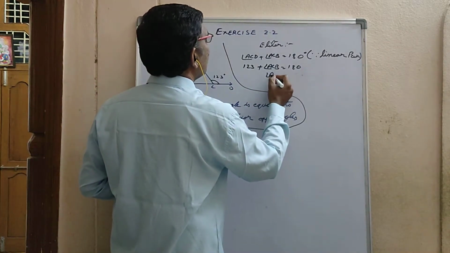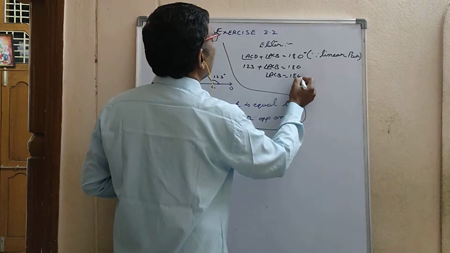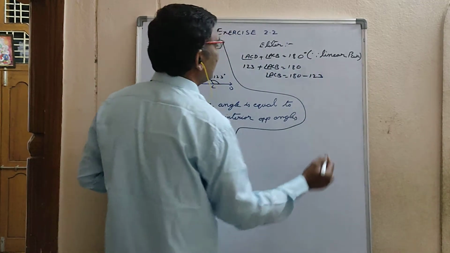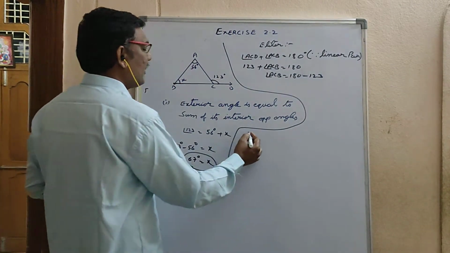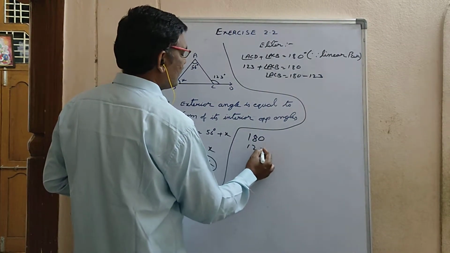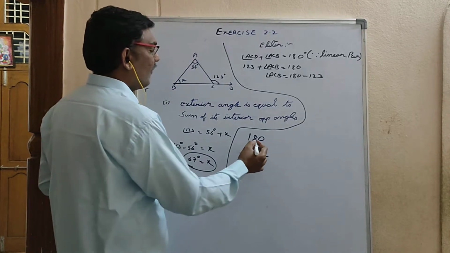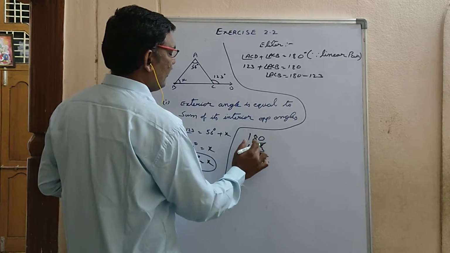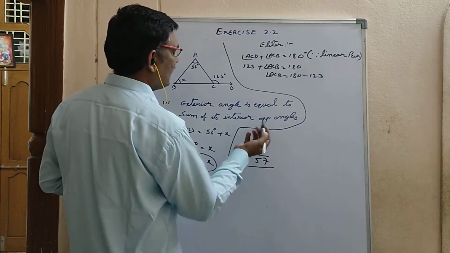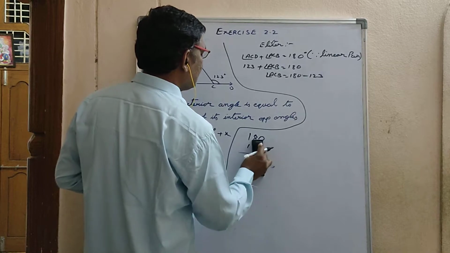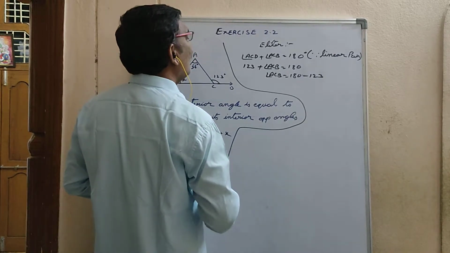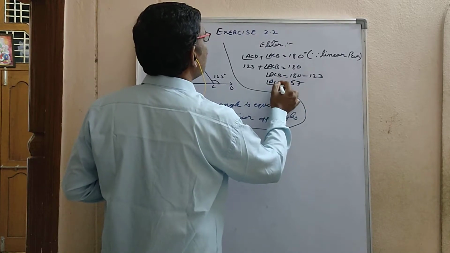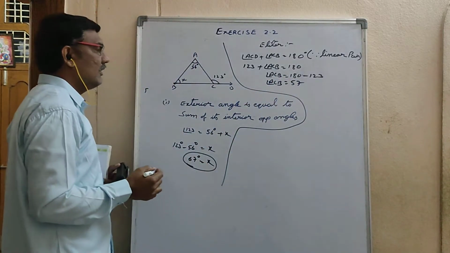Can you make ACB the subject? Angle ACB should be here only. Bring the plus quantity to that side, so it becomes a minus quantity. From 180, you should subtract 123. From 10, if you subtract 3, 7. Borrowed 1, 7 minus 2 is 5. 1 minus 1 is 0. So you got 57 degrees. Angle ACB is 57.